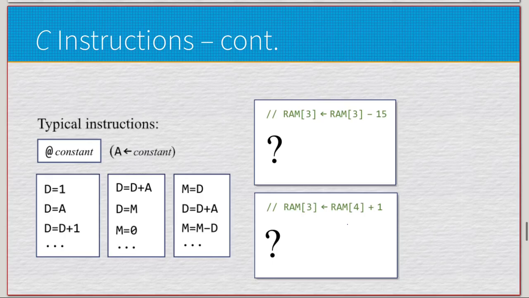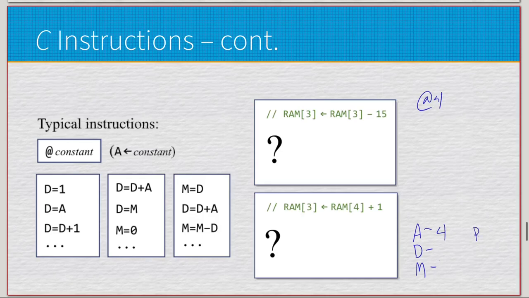This one is taking the value in RAM 4, incrementing it by 1, and then loading that into RAM 3. So let's go ahead and do A, D, M here. Let's take a look at how we want to start. Right off the bat, we know we want the value in RAM 4. Let's do at 4.